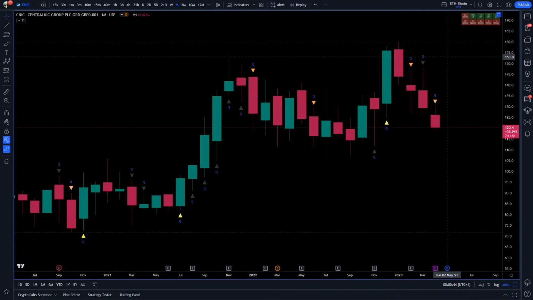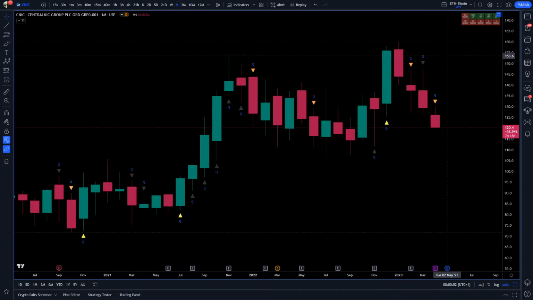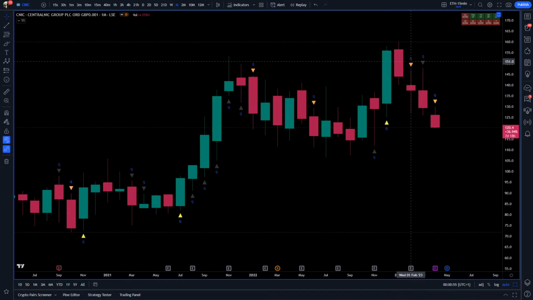Now, if we look at the signals on the monthly chart, we can see that the quarterly signal is showing right up here. So the quarterly market is starting to go down with this signal. Yep. So the quarterly market is coming down on the monthly chart.